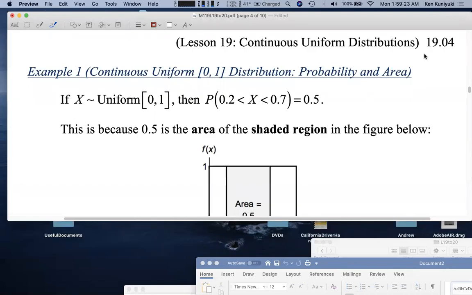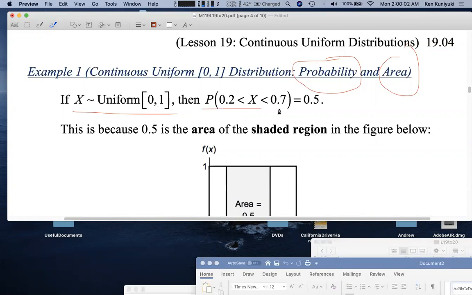Hi everyone. We're continuing with continuous uniform distributions. In particular, this basic distribution, the continuous uniform distribution on this interval from 0 to 1. Now again, remember that we relate areas with probabilities. That's a key theme of this lesson and in fact for much of this class. So let's say that X has as its distribution this distribution, a continuous uniform distribution on this interval from 0 to 1. So X can take on any real value between 0 and 1.